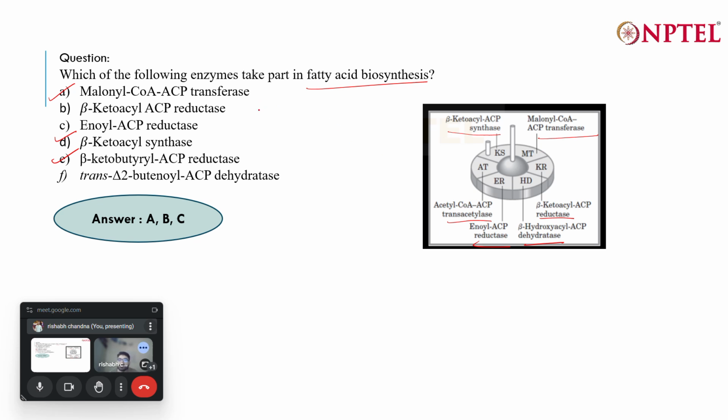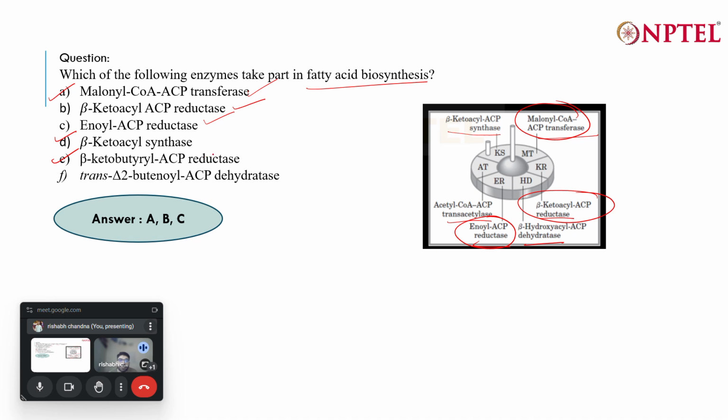Okay. Now let's see the options. We have malonyl coenzyme A ACP transferase. Yes, this is correct. We have beta ketoacyl ACP reductase, correct. Enoyl ACP reductase, yes, we have enoyl ACP reductase.